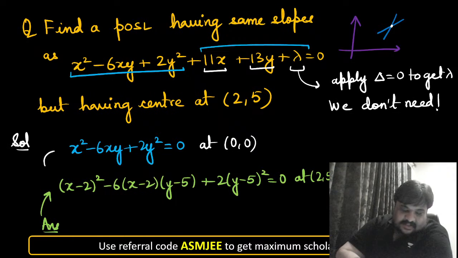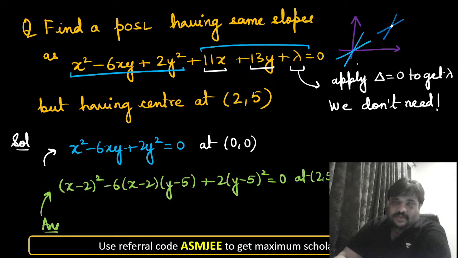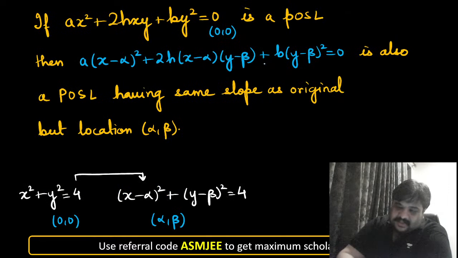But what about this one? This light blue one? This is the same shape as this one, but it is formed at origin. Once you reach origin, then you can apply this funda. Remember, to apply this funda of shifting, you need to be at origin first.